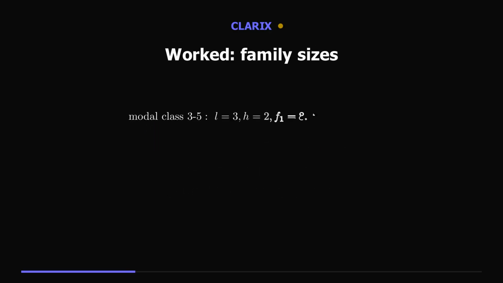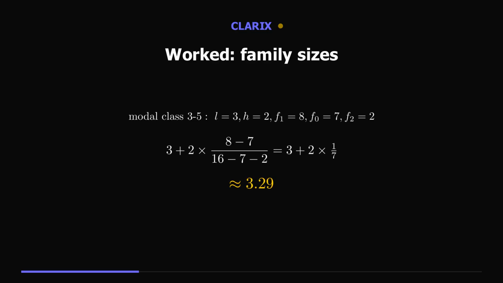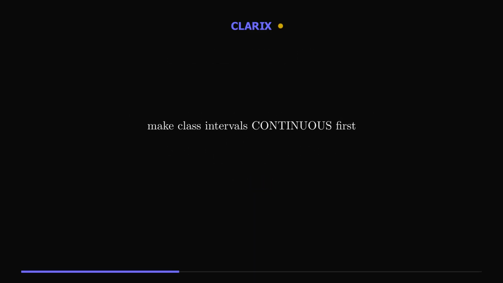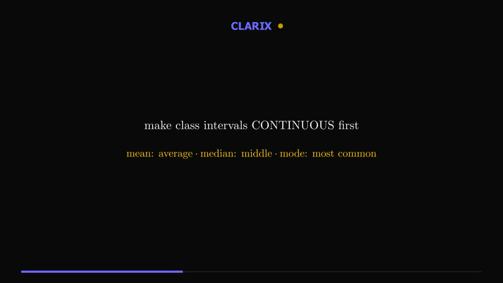Worked example. Family sizes. 1 to 3 has 7 families, 3 to 5 has 8, 5 to 7 has 2. The highest frequency is 8, so the modal class is 3 to 5. That gives L equals 3, H equals 2, F1 equals 8, F0 equals 7, F2 equals 2. Mode is 3 plus 2 times 8 minus 7 over 16 minus 7 minus 2, 3 plus 2 times 1/7, about 3.29.